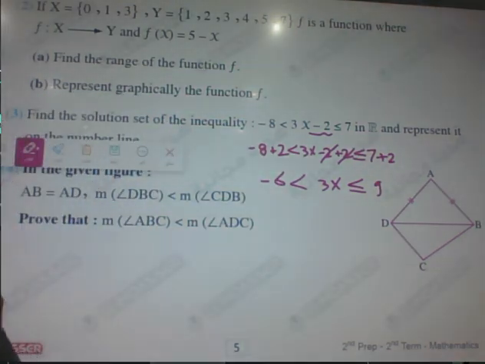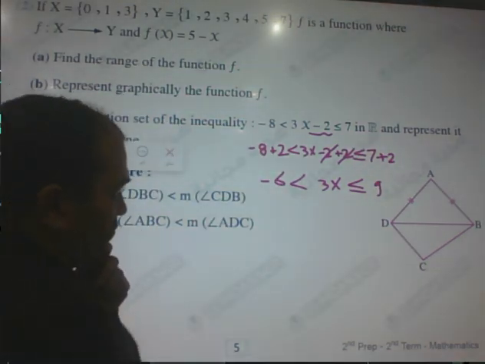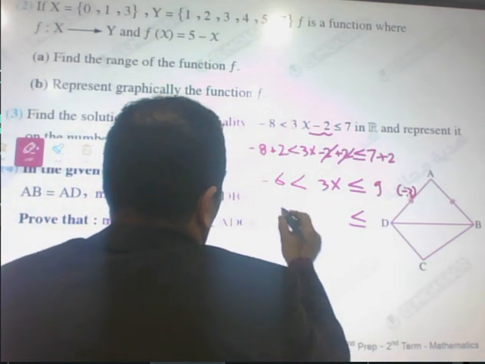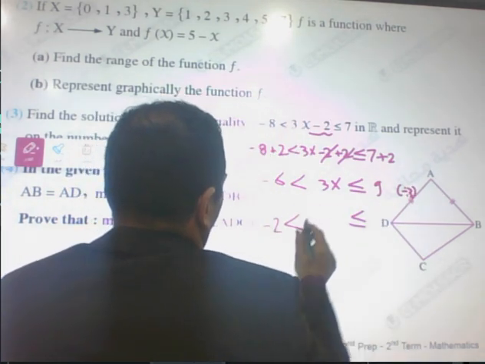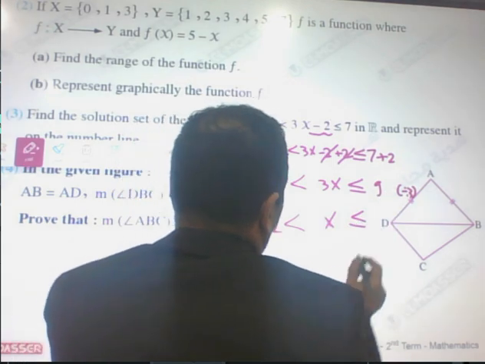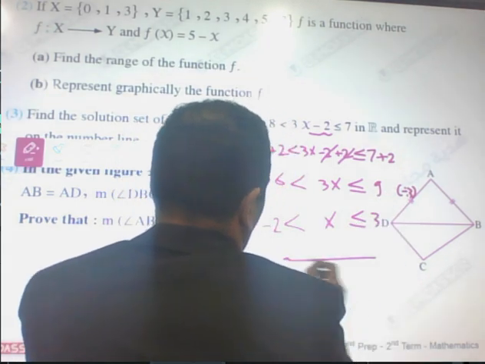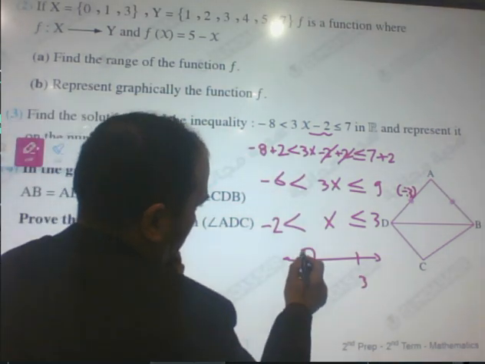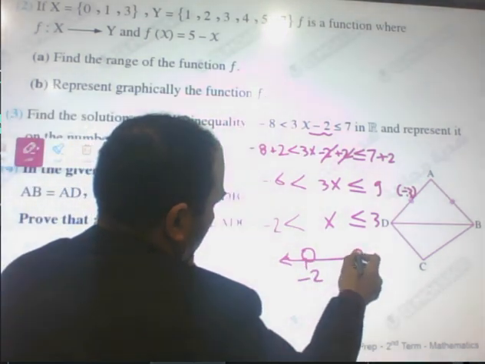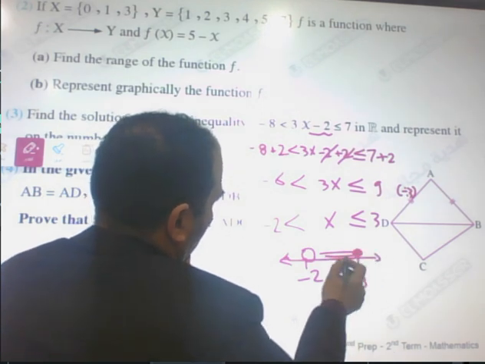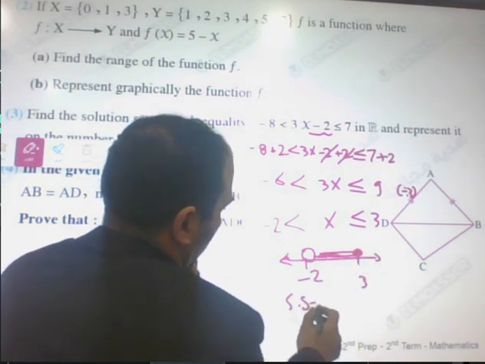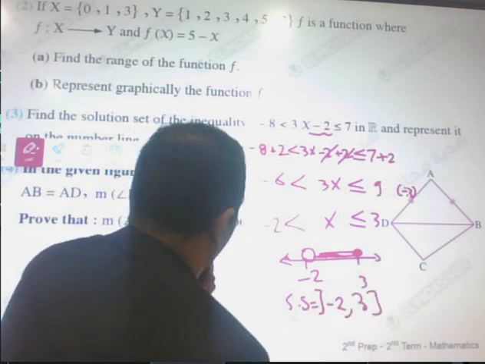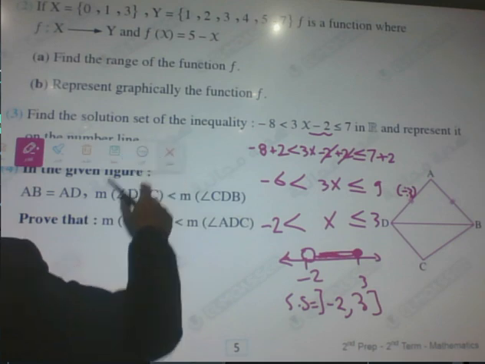Next step, we divide by the coefficient of x here, 3. So simplest divided by 3. Okay. Negative 6 divided by 3 is negative 2. 3x divided by 3 equals x. 9 divided by 3 is 3. Then we can draw a number line from negative 2 to 3. Negative 2 open and 3 closed. Then the solution set will be negative 2 open to 3 closed. Okay, this is the solution of the inequality.